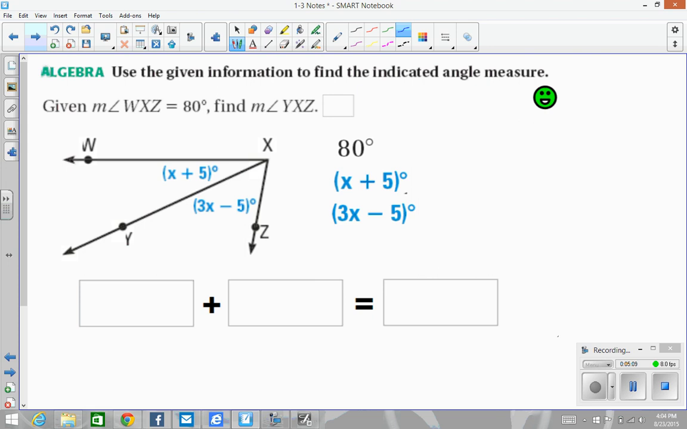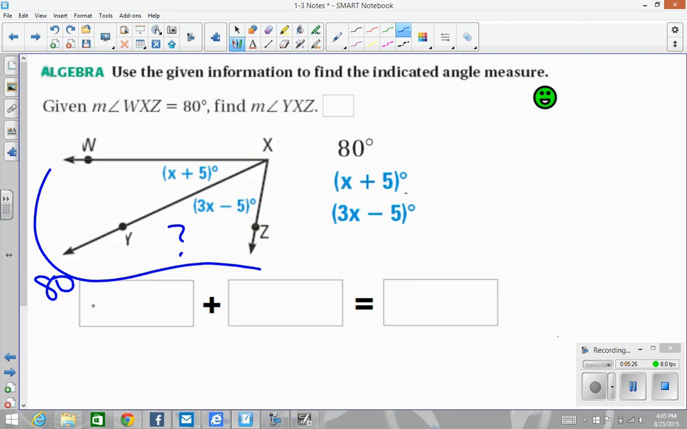Okay, so now we've got this problem. It says find the measure of angle YXZ. So YXZ is what's unknown, and we need to label the information in here. So this is WXZ, which is this whole thing, and it is equal to 80. And we have the other parts already labeled.